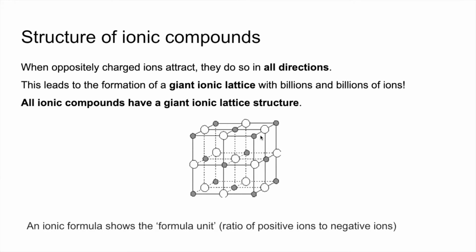And finally, the ionic formula, so something like NaCl for sodium chloride, shows the formula unit. That's the ratio of positive ions to negative ions. In the actual structure there would be billions of sodium ions and billions of chloride ions, but the ratio is 1 to 1, so therefore we get the NaCl formula.